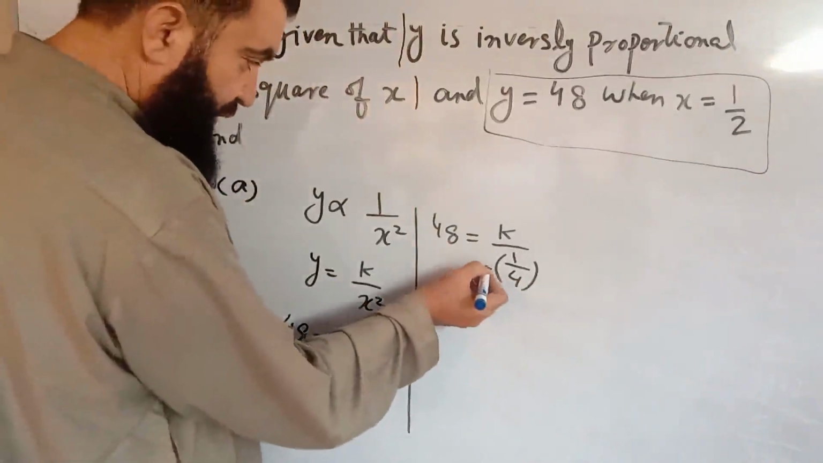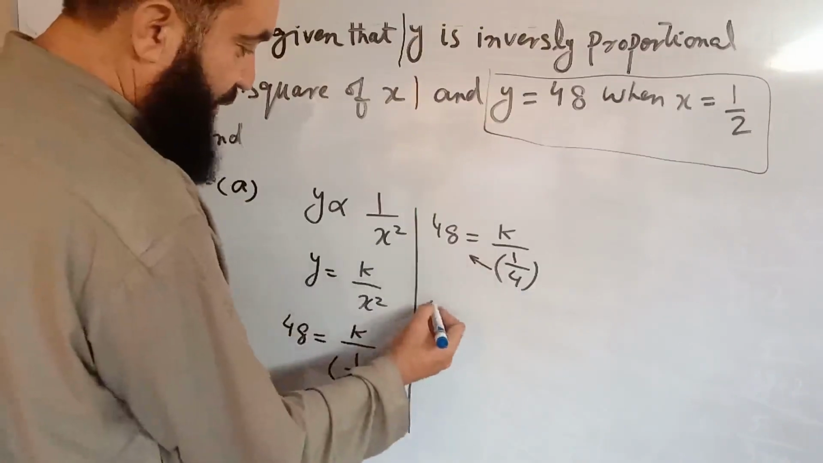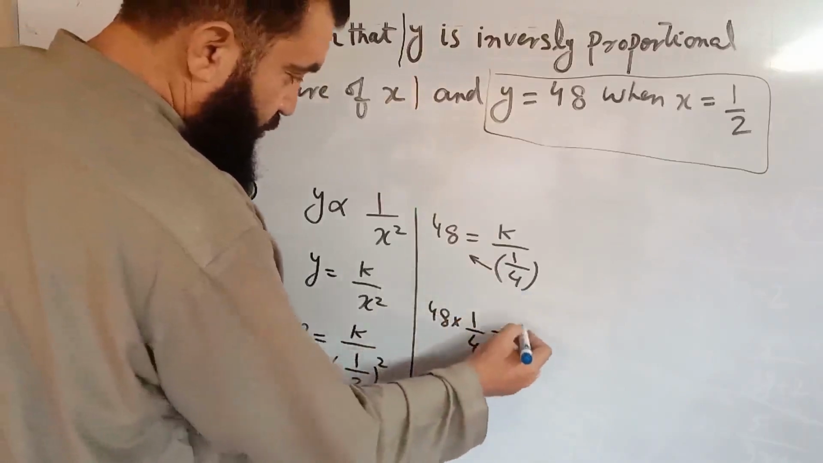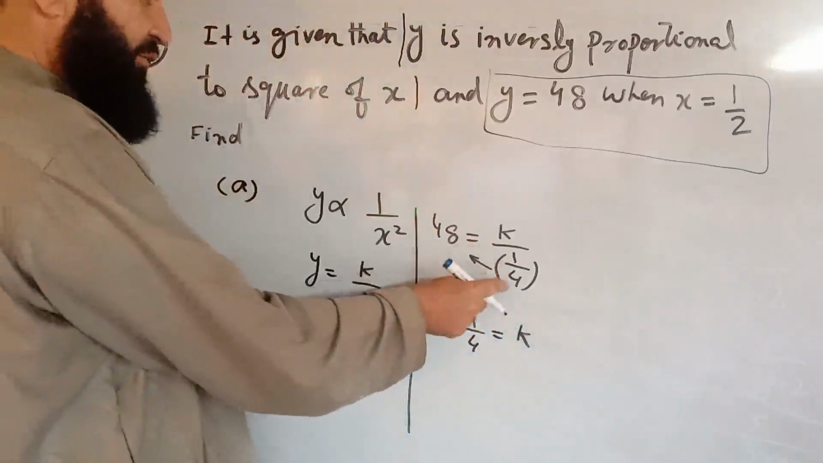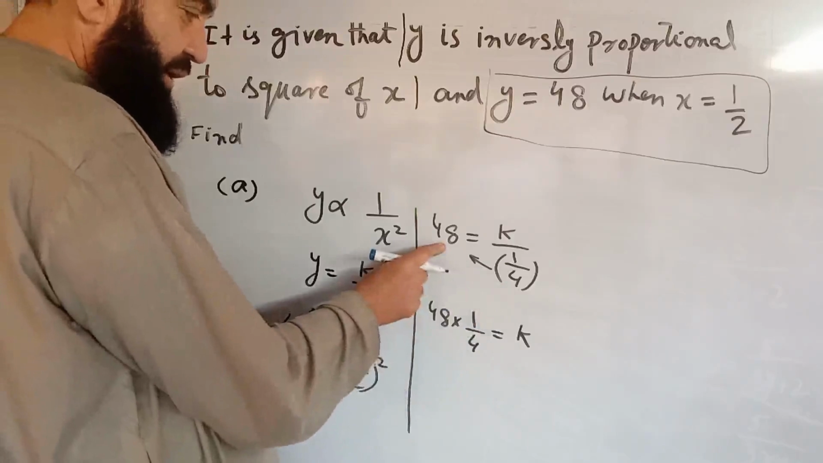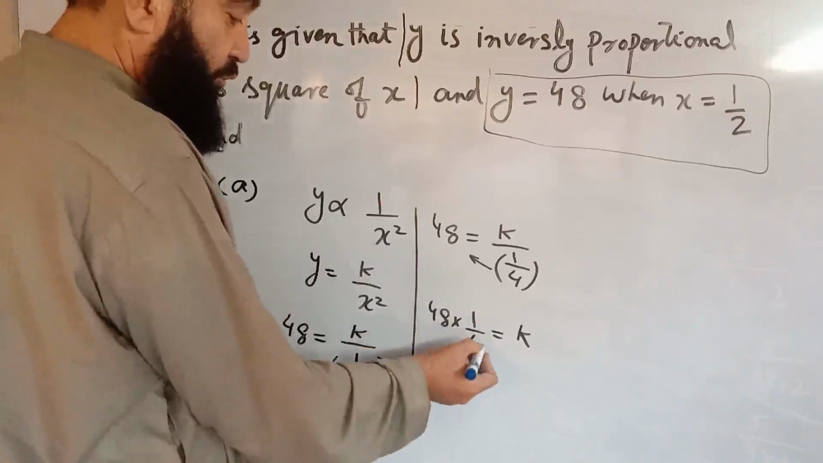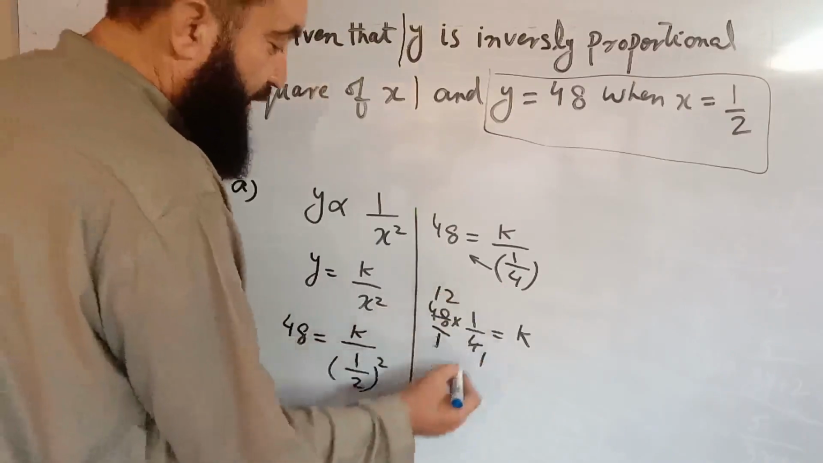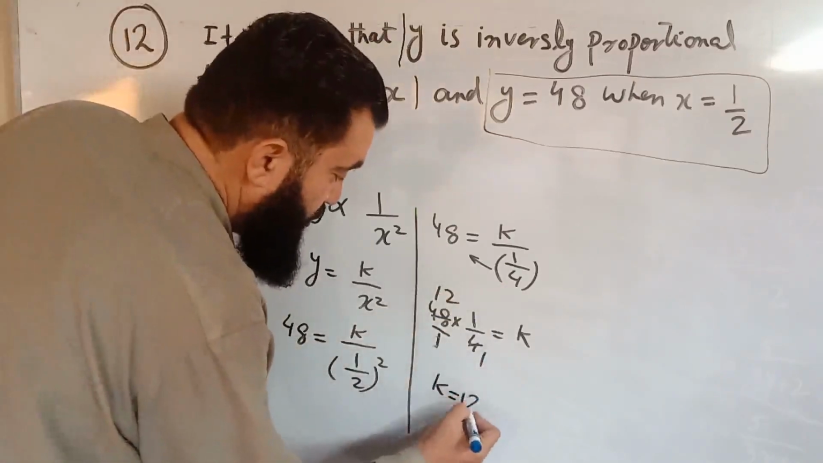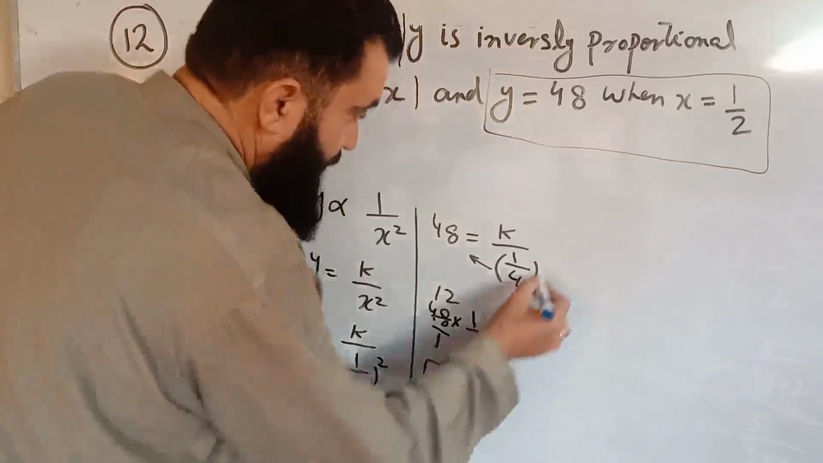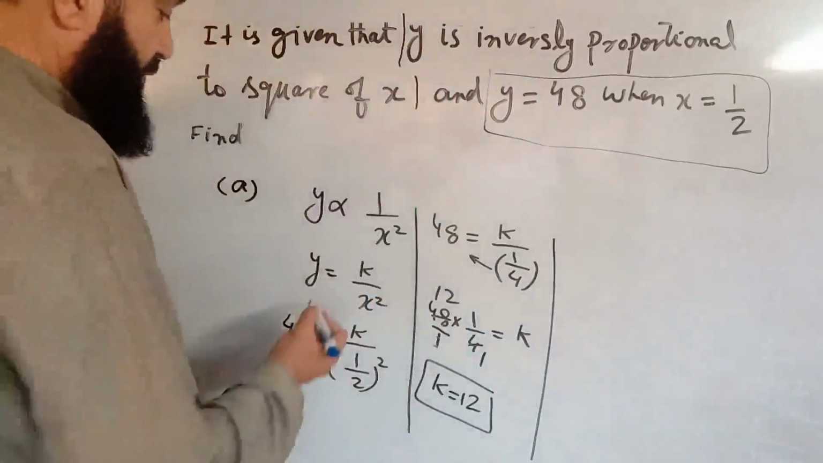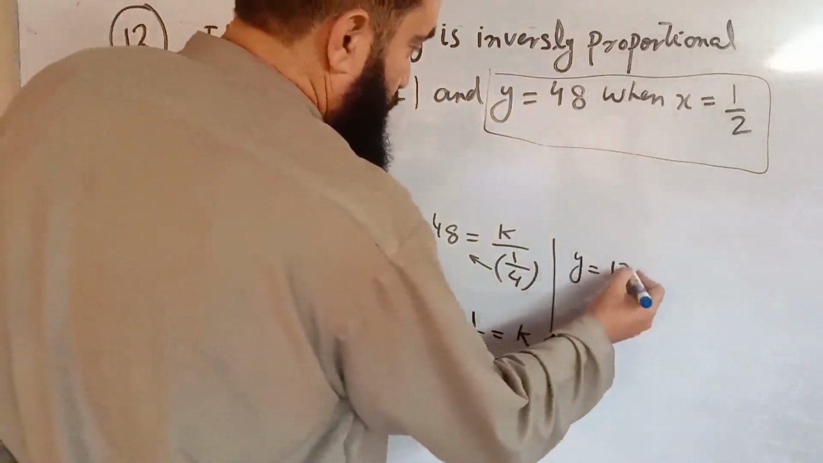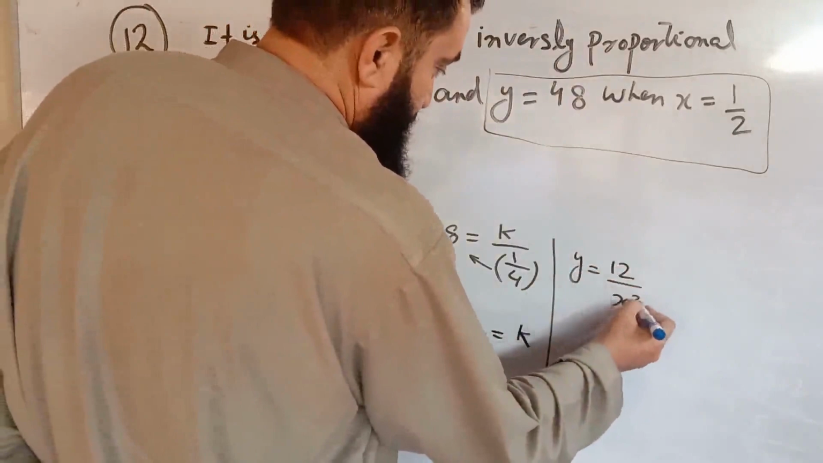Now we shift this 4 here, 1 over 4 here. This will become 48 into 1 over 4 is equal to k, because 1 over 4 is being divided here. When we shift it to the left hand side it will be multiplied. So 4 12s are 48, therefore k is equal to 12. Hence the formula will become y is equal to k over x square. So this will become y is equal to 12 over x square.